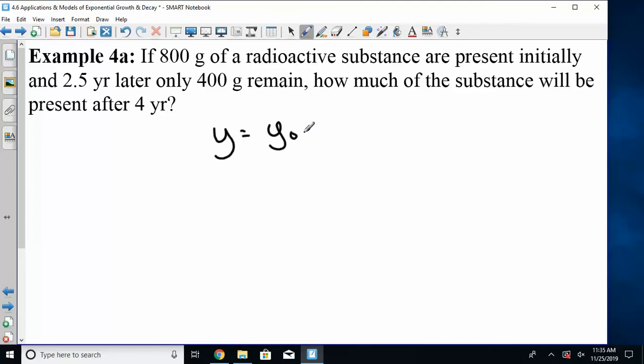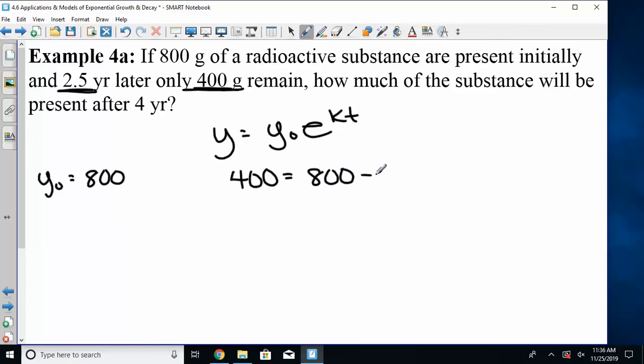I didn't give you the equation, so we are assuming just our regular exponential growth or decay function. So our y equals y sub 0 e to the kt. Would this one be growth or decay, do you think? Decay, because we had less of it as time goes on. Okay, what is our y sub 0? How much do we have to start with? 800. We have to find k. So to do that, I know after 2.5 years I have 400 grams. So what would I plug in for my y? 400. My beginning amount was 800. e to the k, I don't know k. And my t is 2.5.